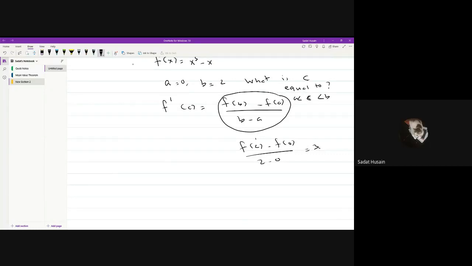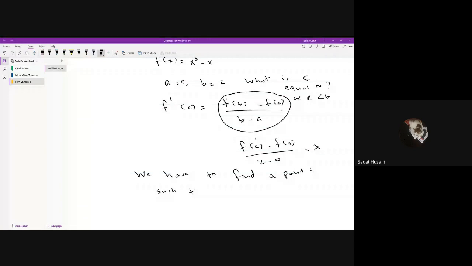So we have to find a point c such that f prime of c is equal to 3.